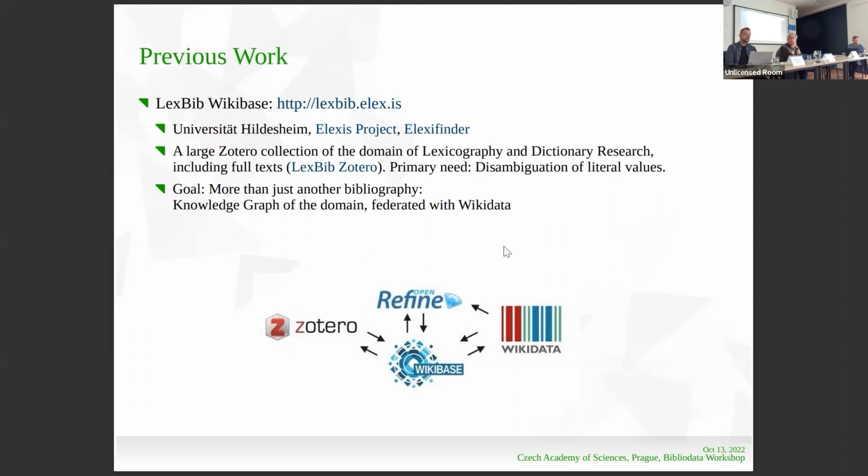And we wanted to create something more than just another bibliography. We wanted a knowledge graph of our domain. I will now explain a bit more in detail what I mean by that. Of course, in Zotero, everything is literal values. As you might know, for example, the authors are literal values. So this is the most tricky part: you have to disambiguate the authors, or normalize, as they say in library science. And for that, we're using OpenRefine, which can be connected to your own Wikibase, not only to Wikidata or to VIAF, but also to your own Wikibase.